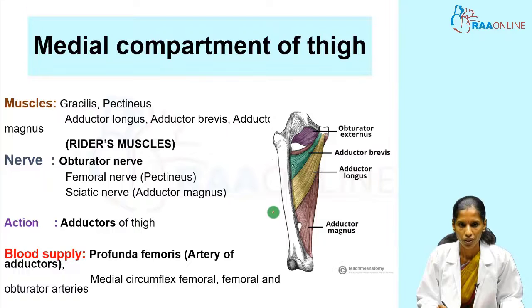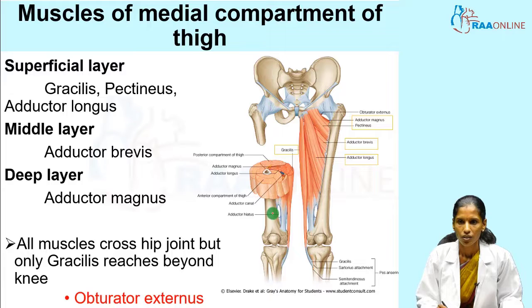The artery supplying this medial compartment is the profunda femoris artery, which is also called the artery of adductors. Apart from the profunda femoris, the medial circumflex femoral and obturator arteries also contribute to the blood supply of this compartment. So we'll see the muscles first. The muscles of the medial compartment of thigh are arranged in three layers.